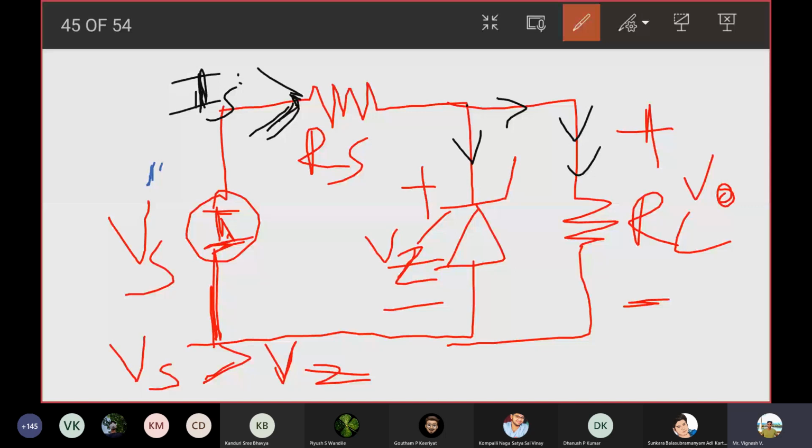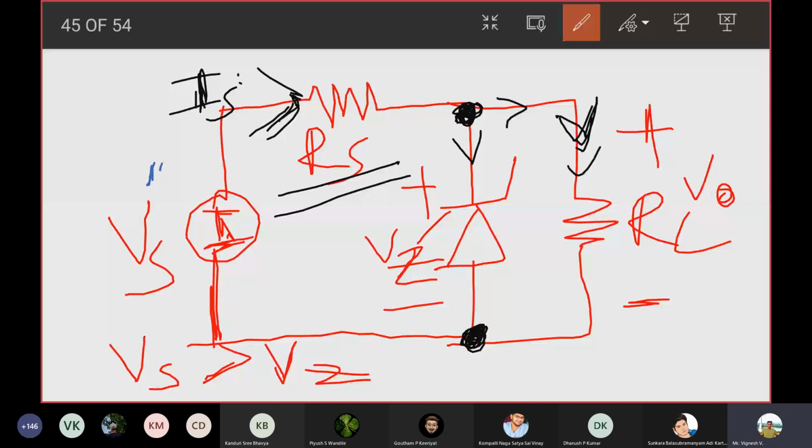Now it is not so. Now the voltage across these two nodes will be different, because the current flowing through RS and the current flowing through RL will be different. Why? Because you have an extra branch connected in parallel with the Zener diode, right? So what do you do?